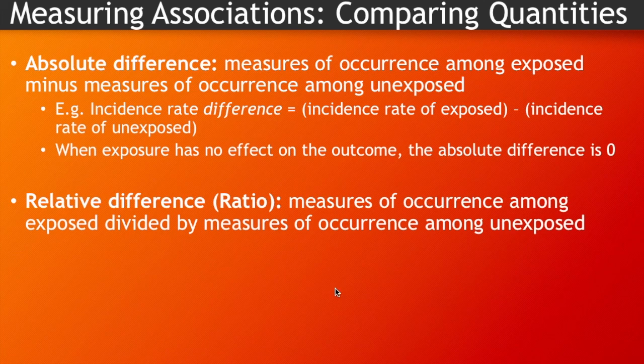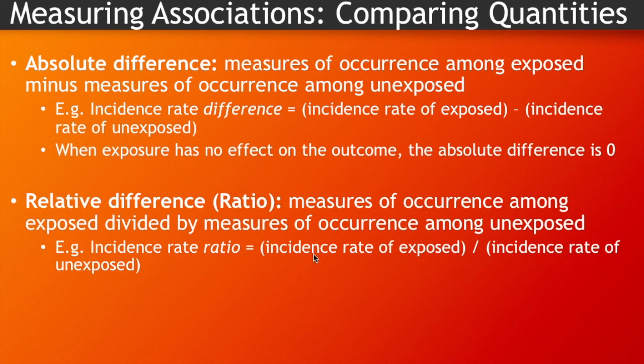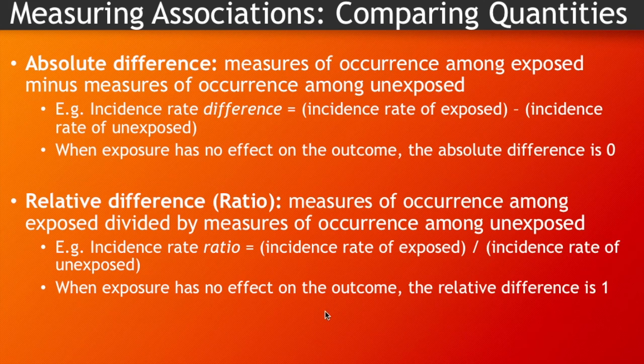Whereas relative differences are ratios in which the measures of occurrence among the exposed are divided by the measures of occurrence among the unexposed. And you can have an incidence rate ratio where you divide the incidence rate of the exposed by the incidence rate of the unexposed. In relative measures, when the exposure has no effect on the outcome, the relative difference is 1.